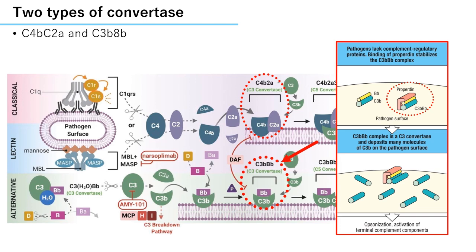C3bBb is stabilized by binding to a plasma protein called properdin. Properdin can also bind to cells and lead to the deposition of C3b on these cells, facilitating their removal by phagocytosis.